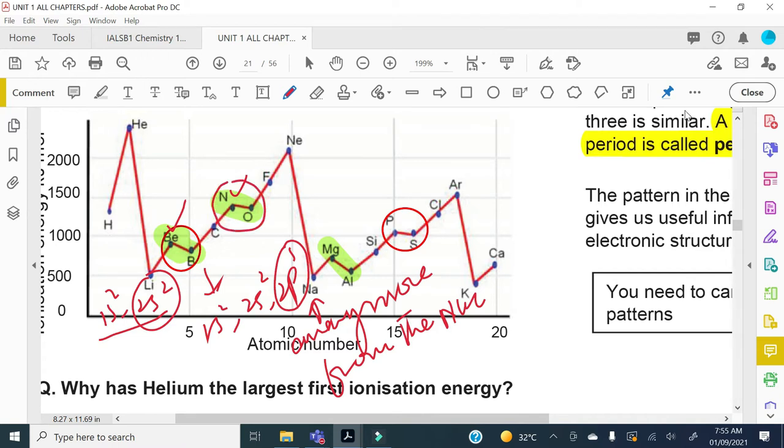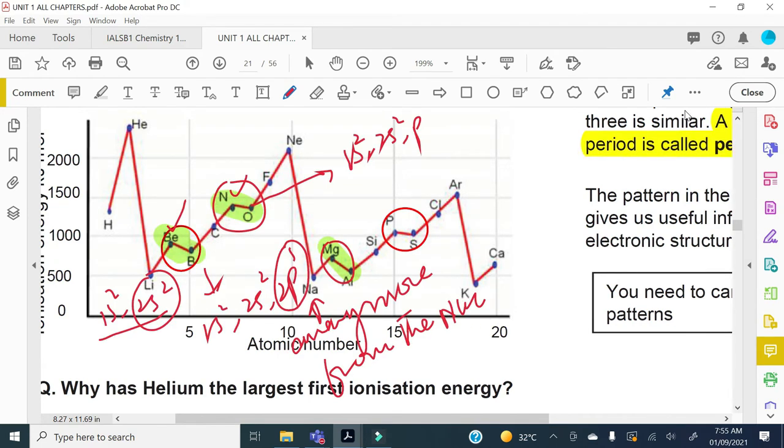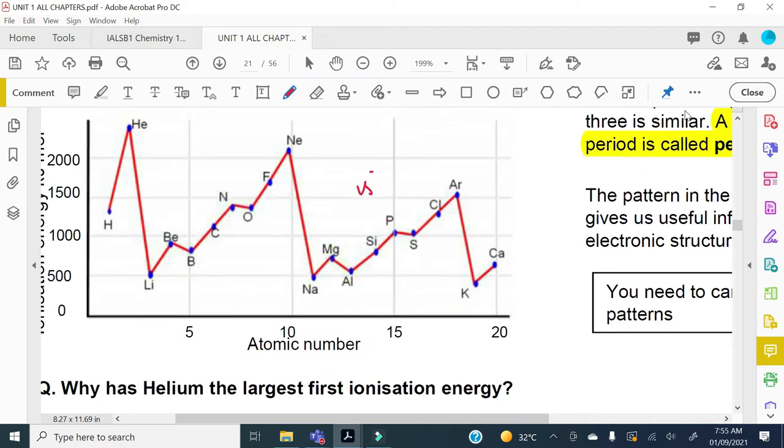When we talk about this one, so what did I say? I said another subshell has started here. So even in this case, another subshell has started here. That's why the other subshell is away from the nucleus, less energy is needed, and there's a fall or a drop. In this case, we have 1s2, 2s2, 2p3, so nitrogen is stable, while this configuration is for oxygen, 1s2, 2s2, and 2p4.